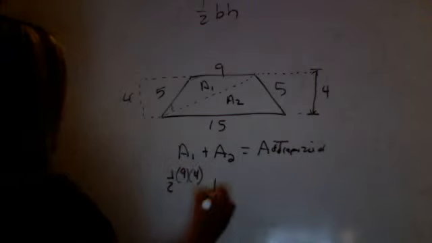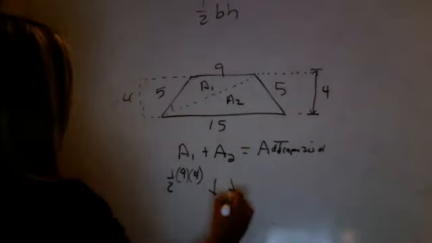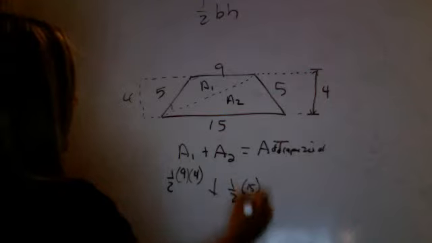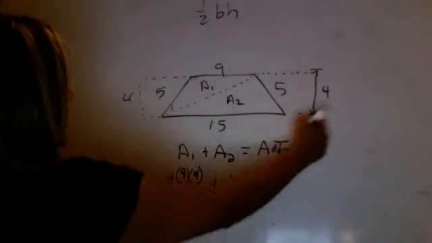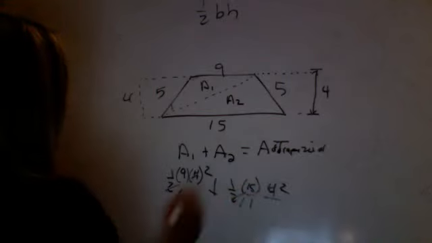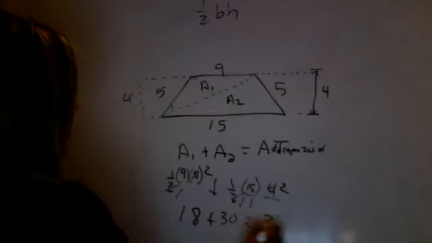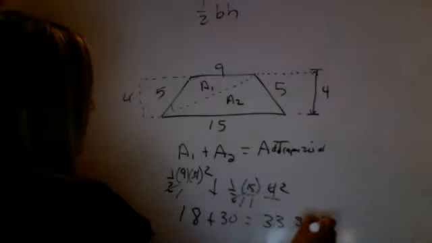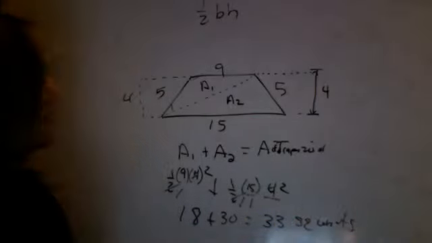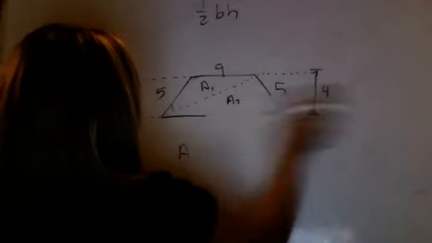Okay. Plus my second one. Where's my base? It's right here. So it's going to be 1/2 times 15. And my height, again, is 4. So I've got 18 plus 15, which is simply 33 square units. So that's all you do, is you just simply break it up.